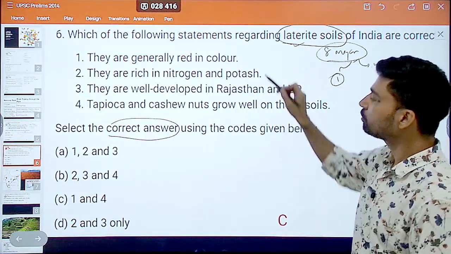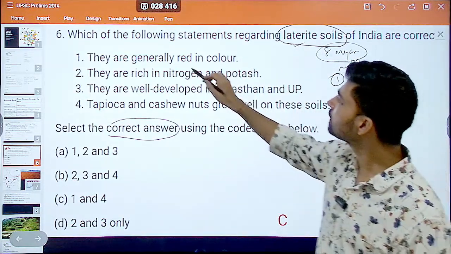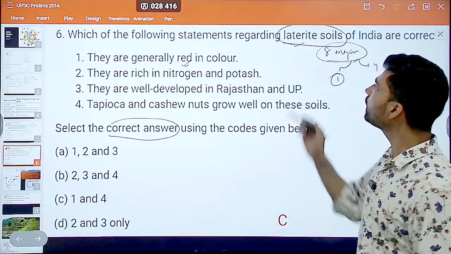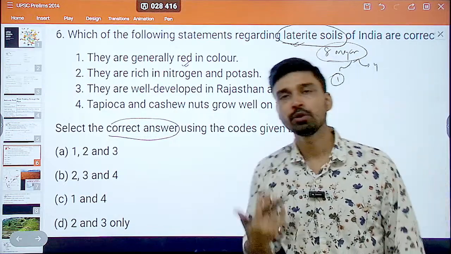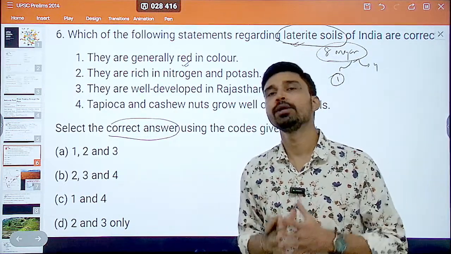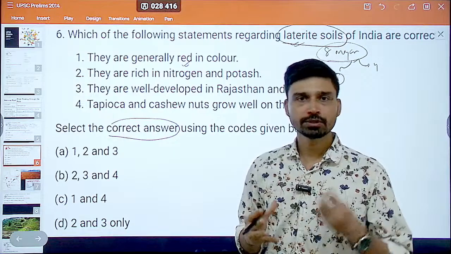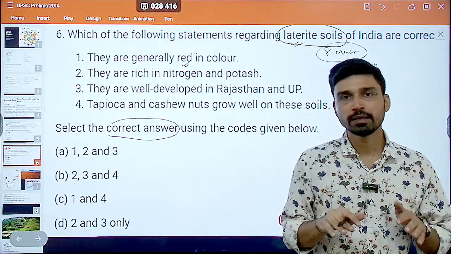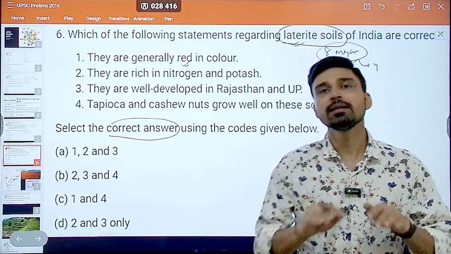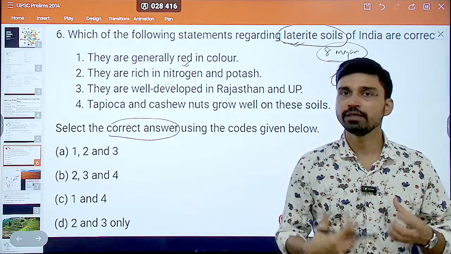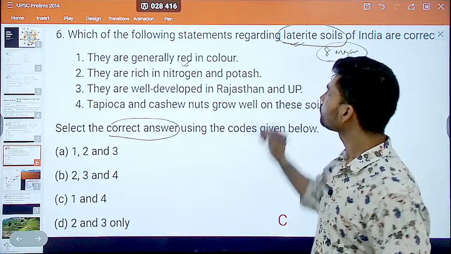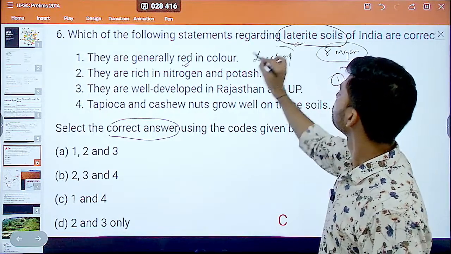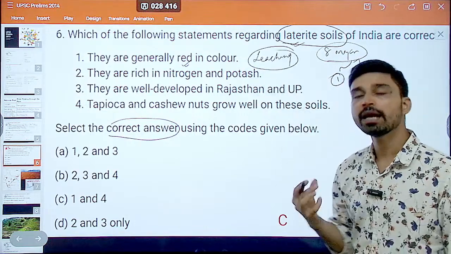So, first is they are generally red in color. So, this is obviously correct. The reason is because laterite soils are found in those areas where you are having heavy rainfall, and due to heavy rainfall, what happens? All the nutrients or minerals that are present in the upper layer of soil gradually percolate in the downward direction along with the rainwater after they dissolve in it. This process is something that we refer to as leaching.